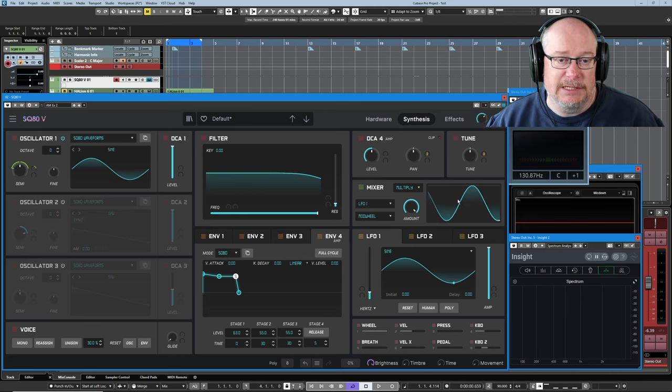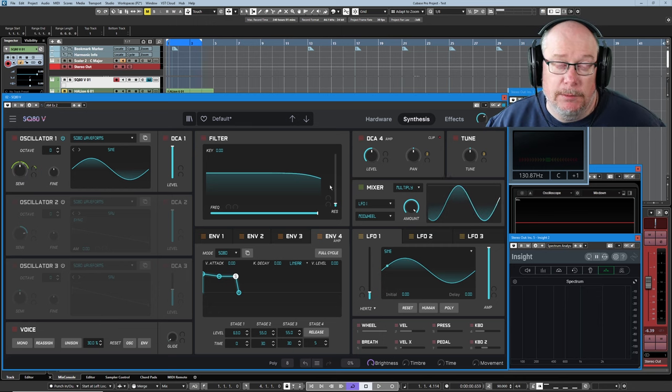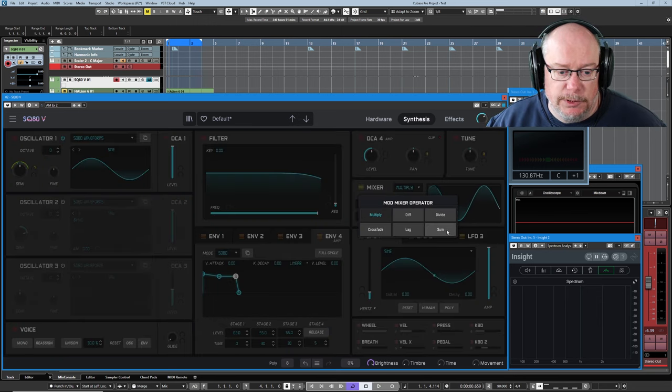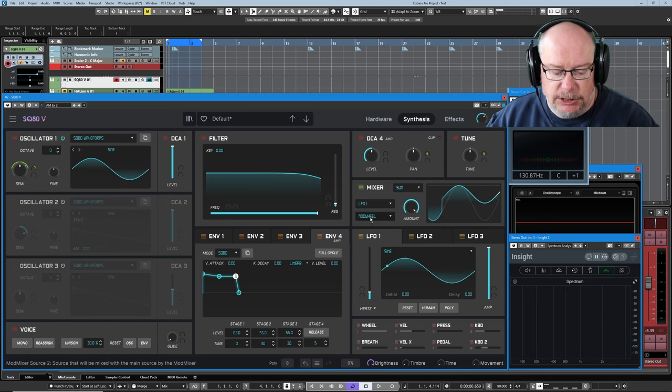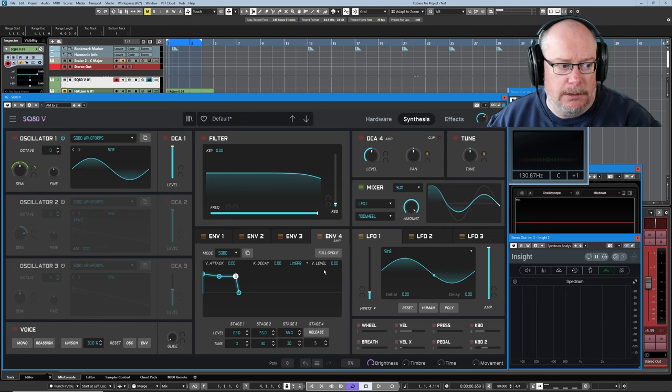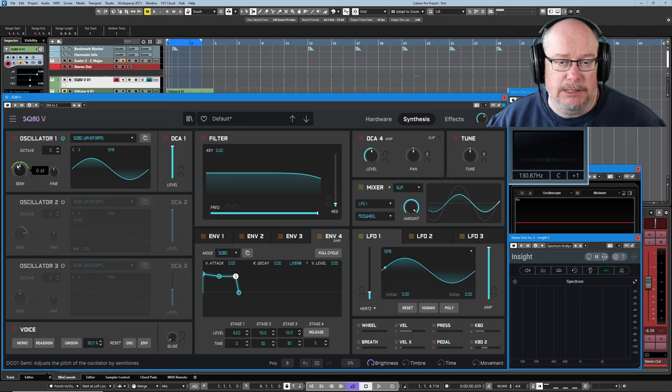This sine wave is now having a bigger modulation effect than it would have done if the LFO1 had been operating on its own. How can I prove that? By using a different algorithm. If I switch to sum instead and turn my modulation wheel down to zero, now you can see the sine wave's only operating over half the range.